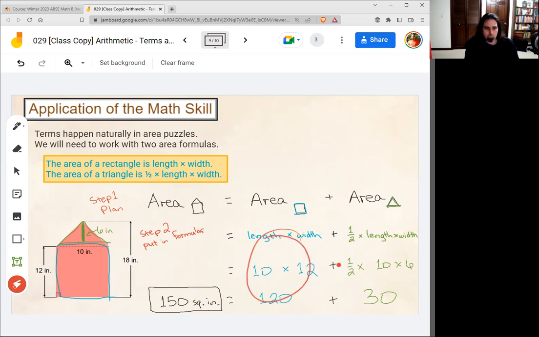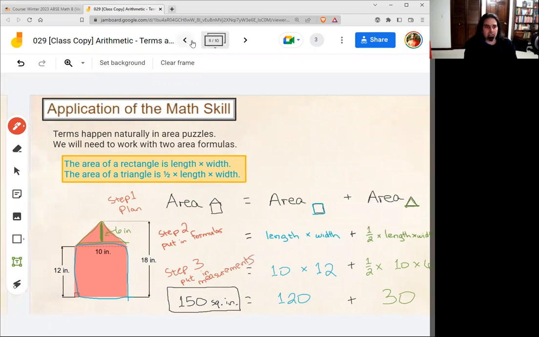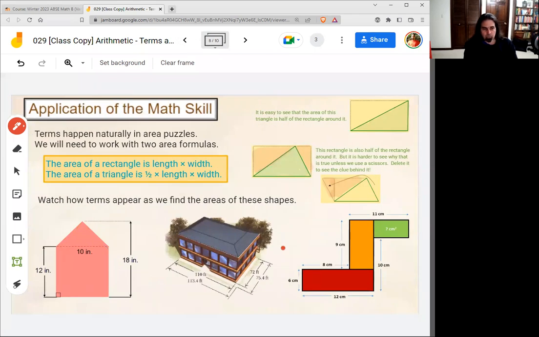So ta-da, blue term, green term, they're totally separate. At the end, we add them up. I should finish labeling. So step 3 was put in the measurements. And you can do these same steps again and again with these other problems.